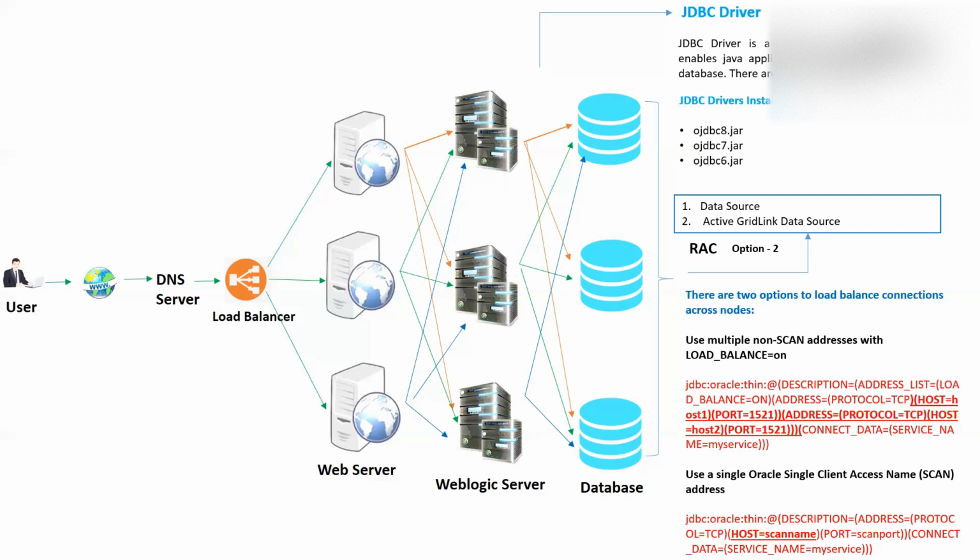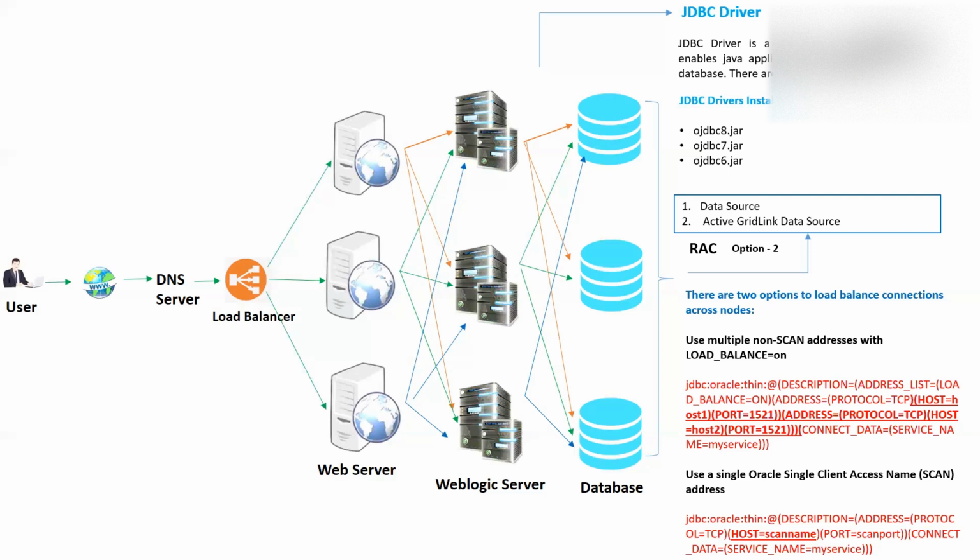A SCAN address is a single DNS name which does the load balancing of the requests to the backend database instances. That means you don't need to define multiple hosts and IP addresses in your connect descriptor. You have to define only one DNS, which is called a SCAN IP or SCAN DNS, and it will automatically route the request to your backend. This is the functionality at the database level.